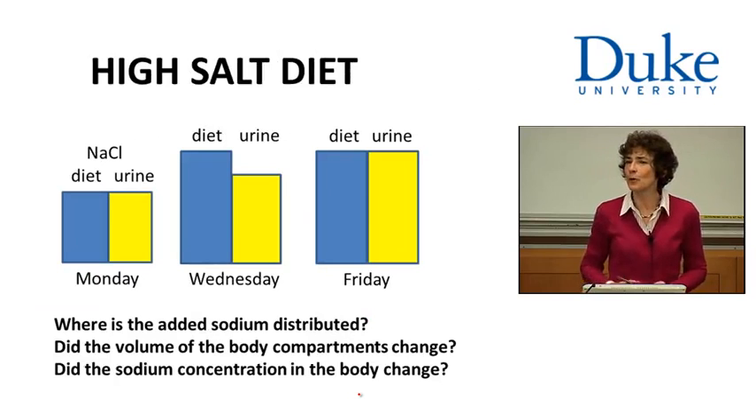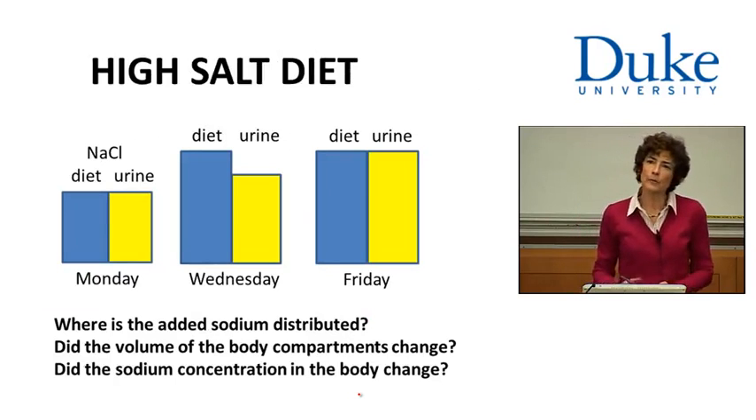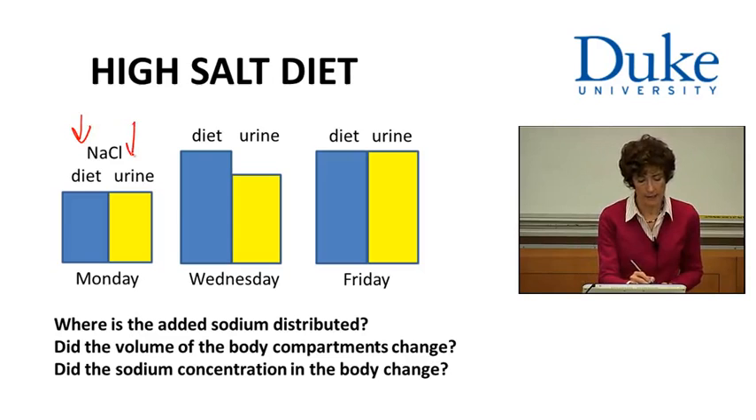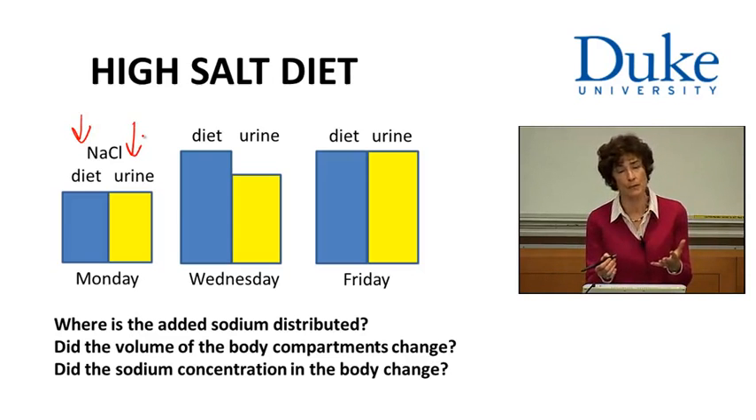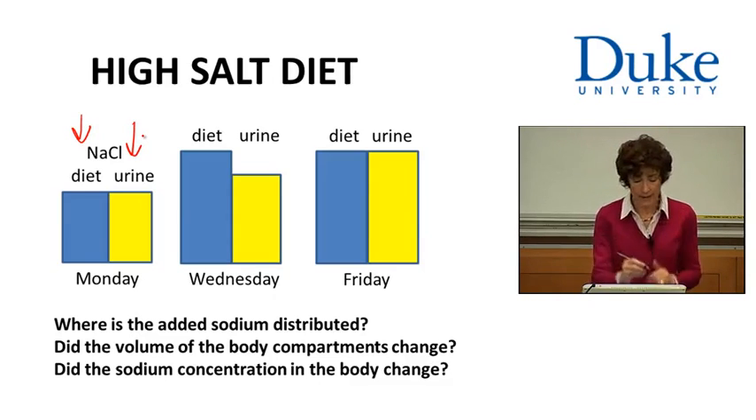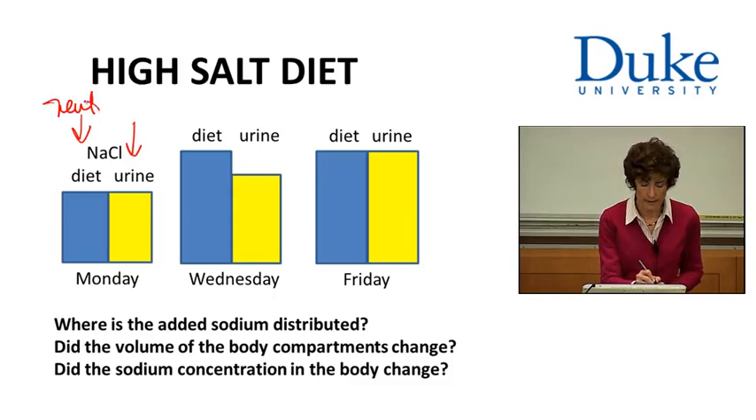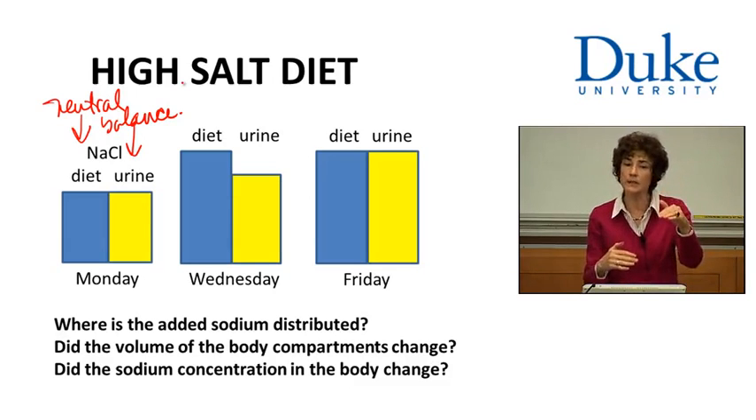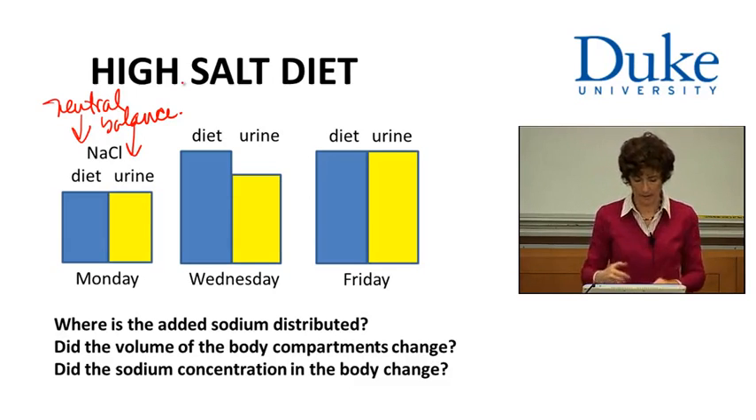So let's consider one of these systems where we've decided that for a given week you want to eat nothing but a high salt diet. On Monday, the amount of sodium coming into your diet is equal to the amount being released from the body in urine. And so we have what is called a neutral balance. So the mass balance is equal. What's coming into the body is equal to what's leaving the body.